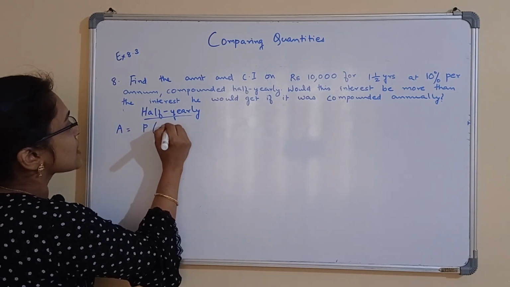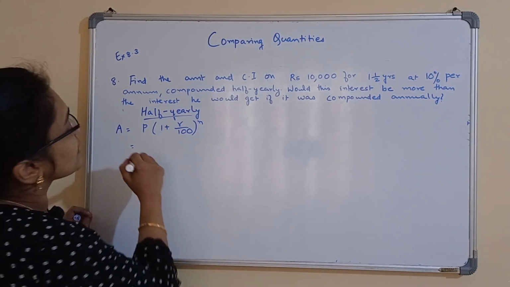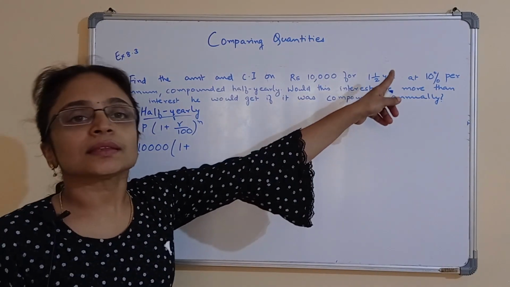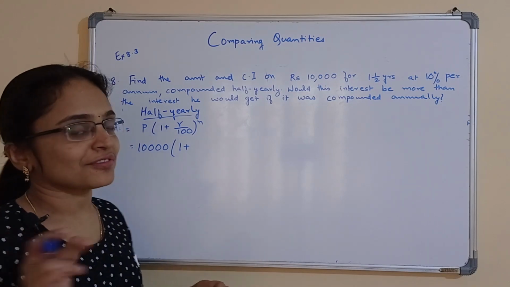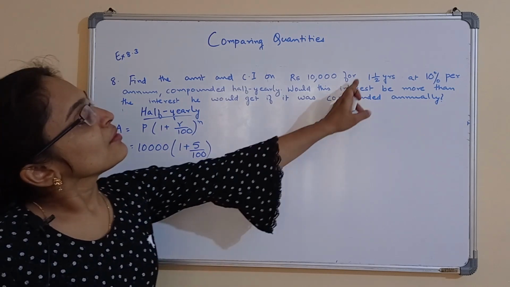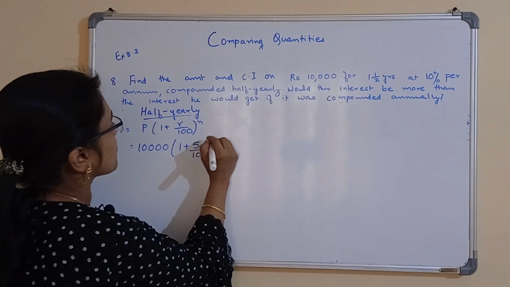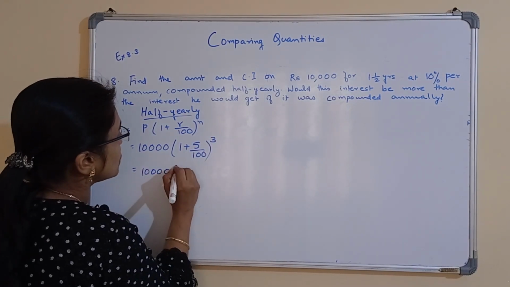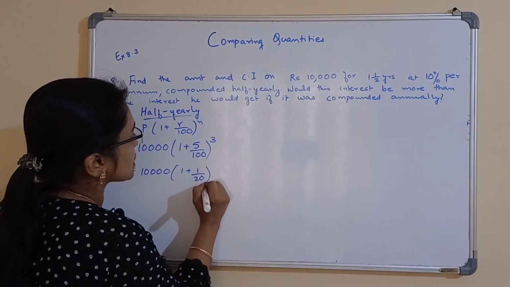P into 1 plus R by 100 the whole raised to N. P is 10,000 into 1 plus R is 10. This is compounded half yearly, which means R will be half of this, that is 5. 5 by 100 the whole raised to 1.5 years. There are 3 halves in 1.5 years, so we can take N as 3. So this is equal to 10,000 into 1 plus 5 by 100, which is 1 plus 1 by 20, whole cube.